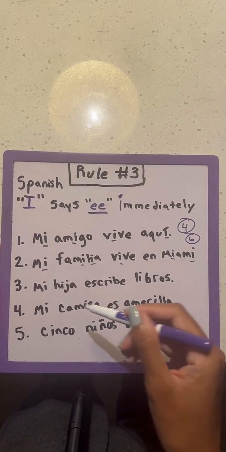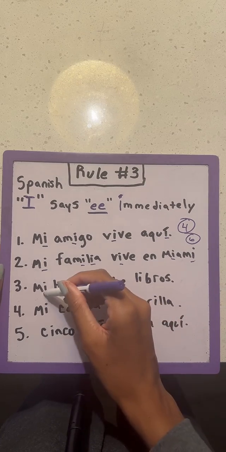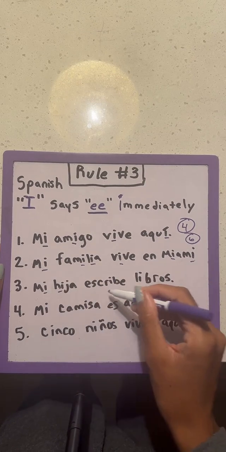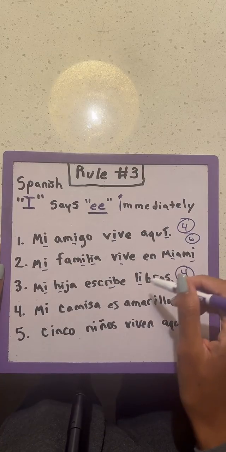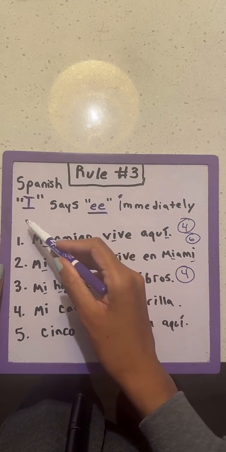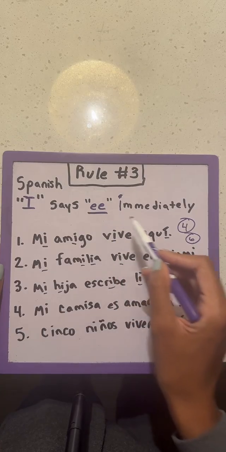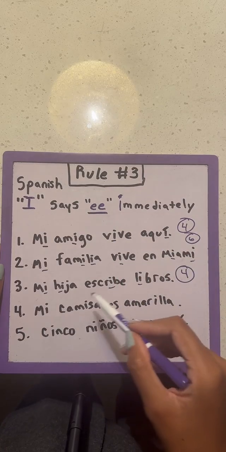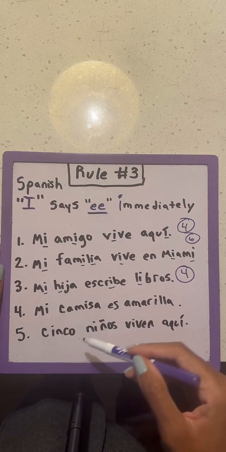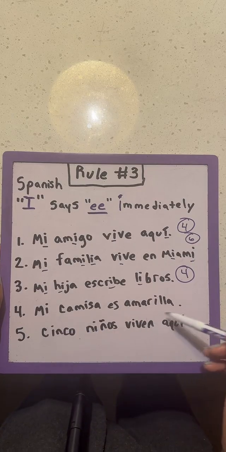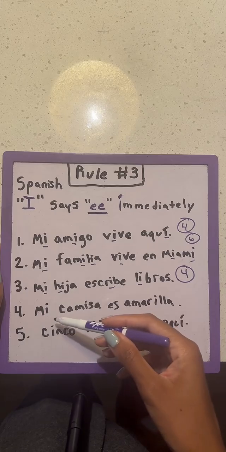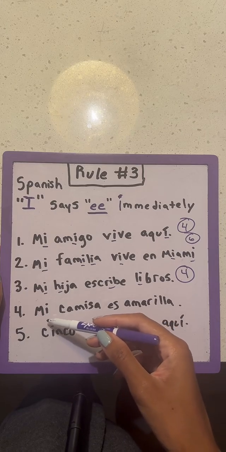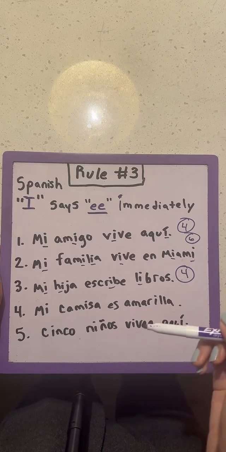All right. Vamos a contar. Uno, dos, tres, cuatro. Okay, good job. Cuatro. So we saw the sound E. E, that's how it's pronounced. Cuatro veces. Okay? Let's go ahead and do the fourth one. Mi camisa es amarilla. Go ahead and tell me how many times you see the vowel sound E in that one.